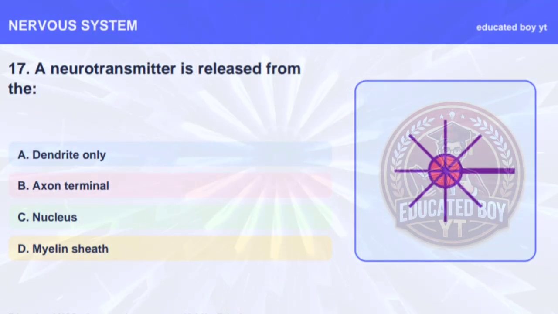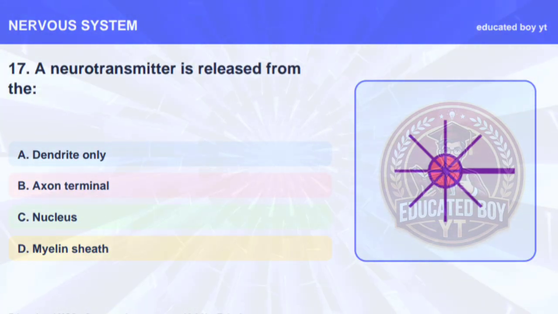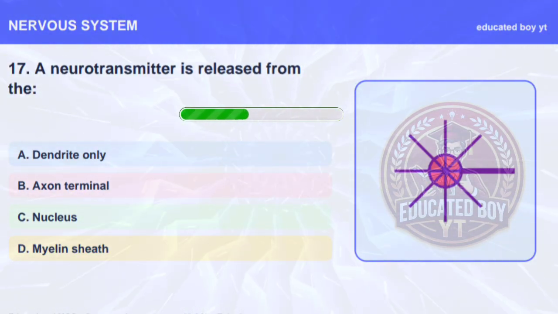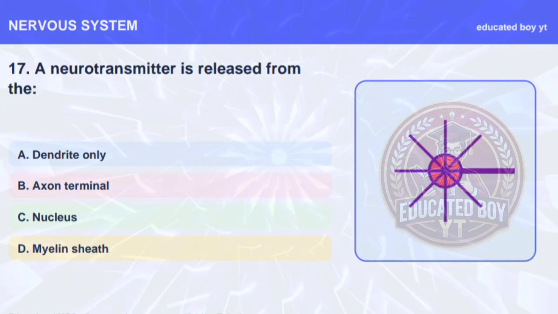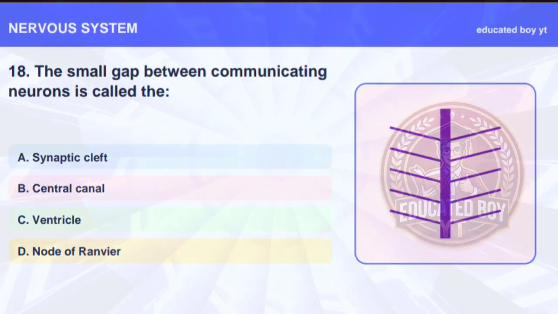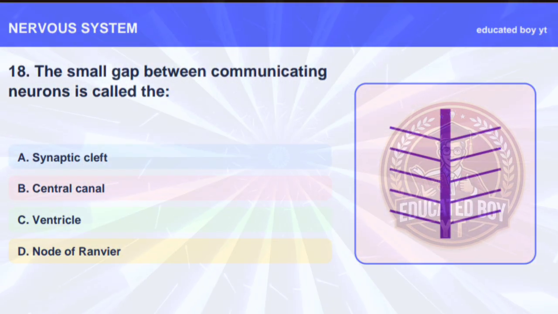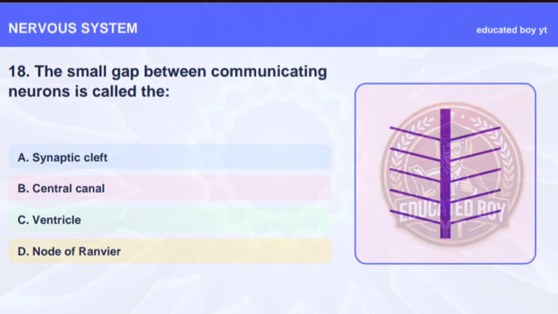Question number 17. A neurotransmitter is released from the: option A, dendrite only; option B, axon terminal; option C, nucleus; option D, myelin sheath. Question number 18. The small gap between communicating neurons is called the: option A, sympathetic cleft; option B, central canal; option C, ventricle; option D, node of Ranvier.